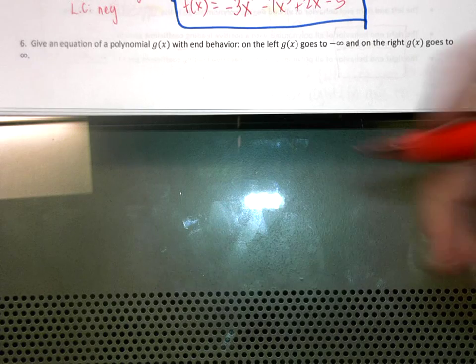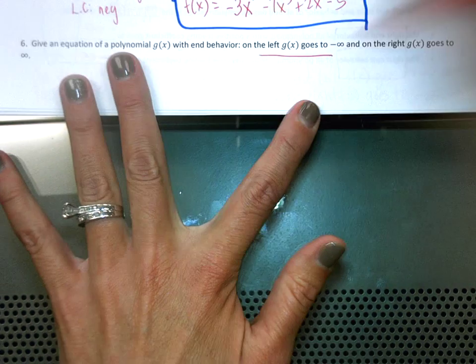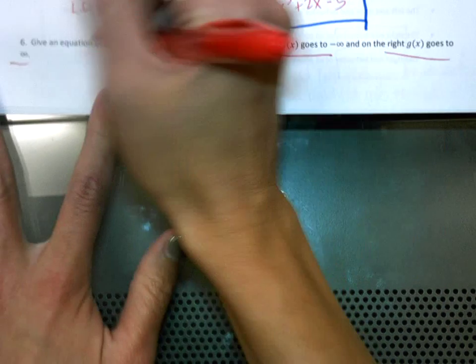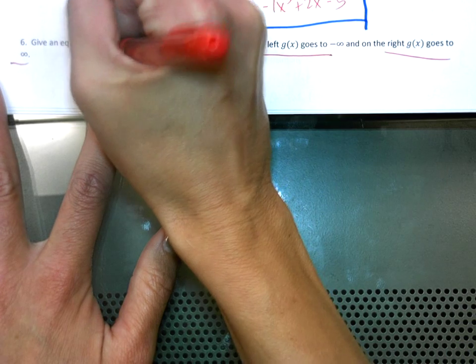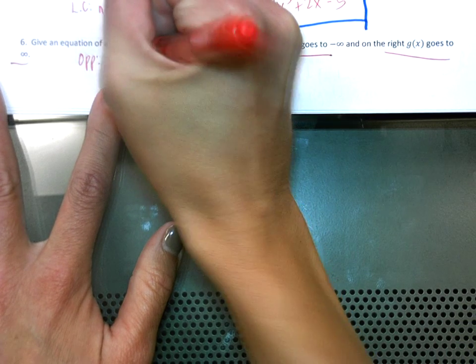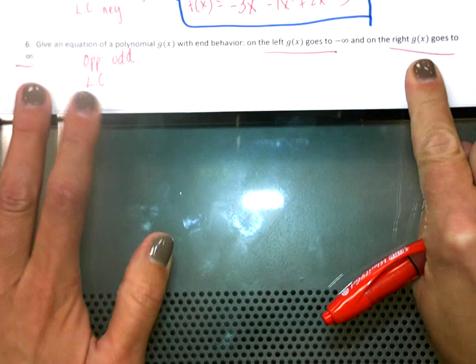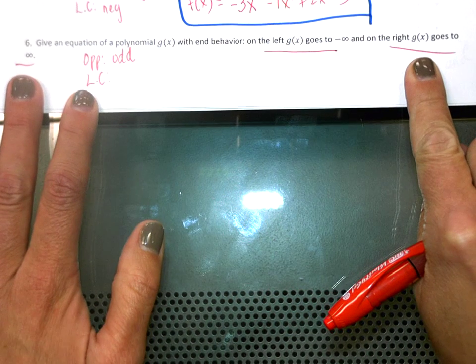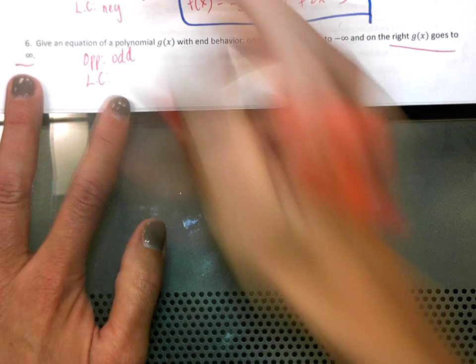Okay, good. Most of you that I've checked out have it correct. Good. And so, first thing is that they are going in opposite directions. So since it's opposite, that means it will be an odd degree. My leading coefficient is only looking at the right. And so the right end behavior goes to positive infinity, so my leading coefficient will be positive.